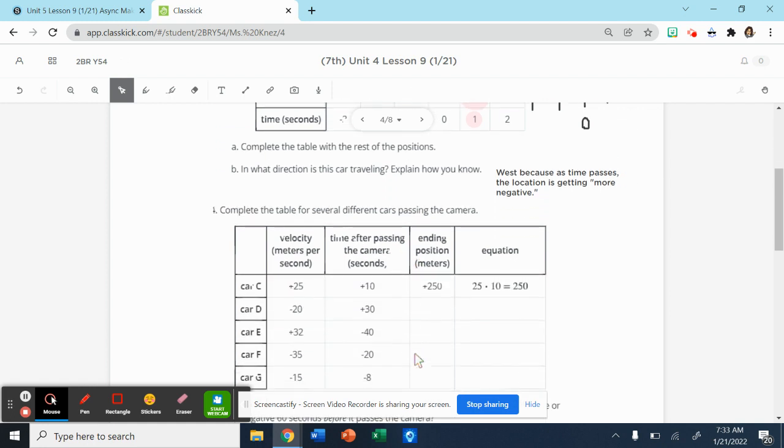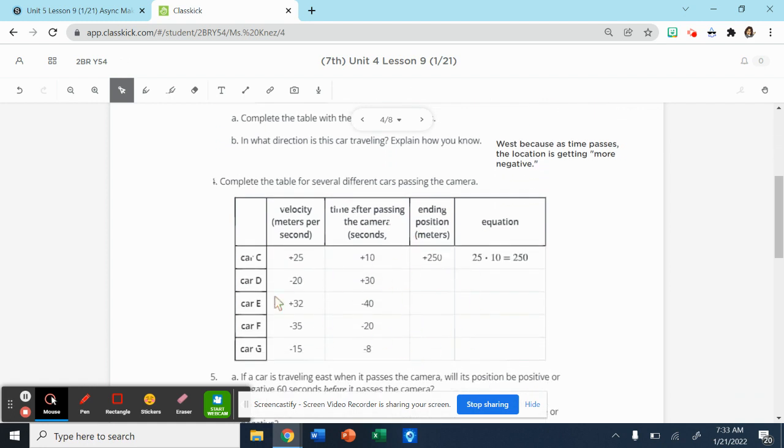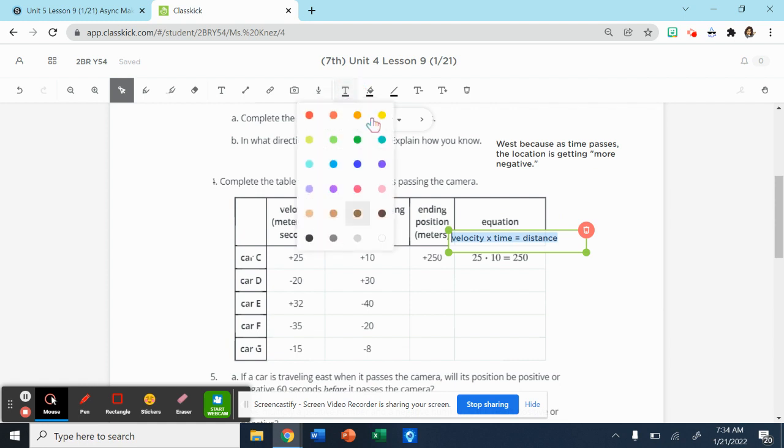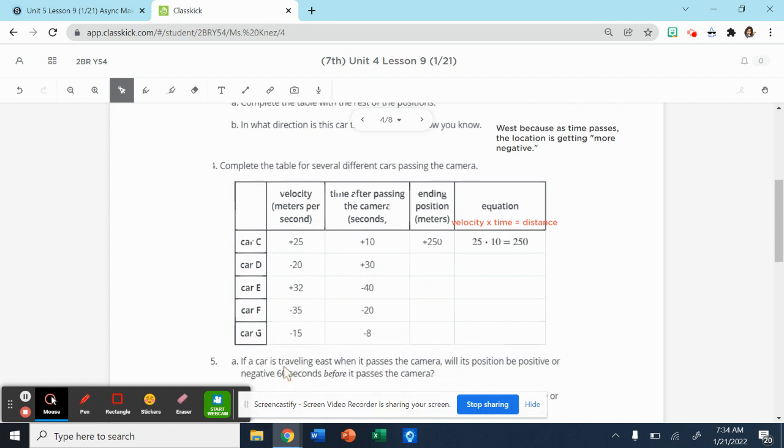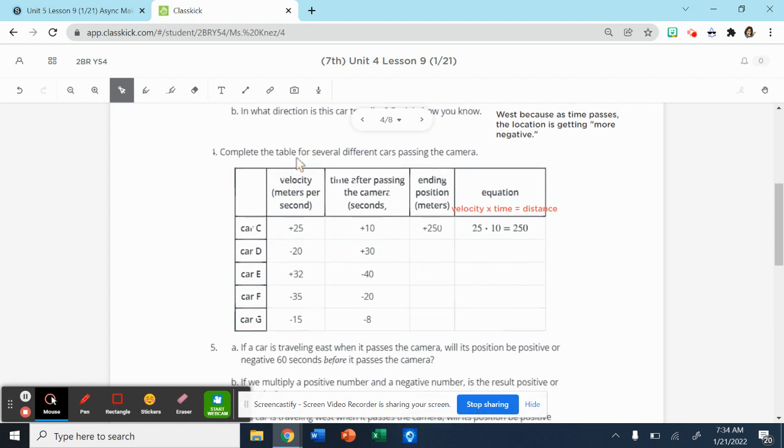Now, your last step today is to complete the table. And in the table, you'll see several different situations where there's a velocity and there's a time. And the first situation is one we saw yesterday where the velocity is 25 and the time is 10. And we knew that we could multiply velocity times time, which equals distance, right? Just like distance equals rate times time. And we can use that formula to complete this table. We're multiplying velocity times time. Go ahead and pause this video and try question 4.